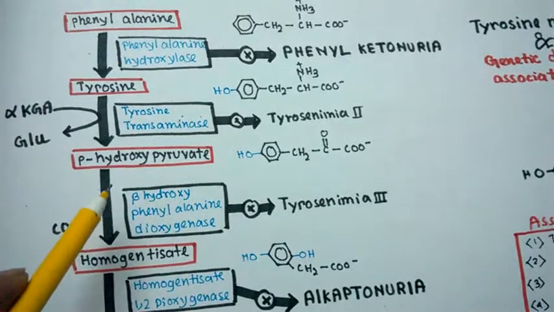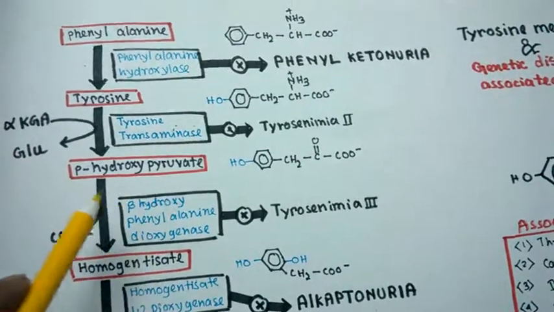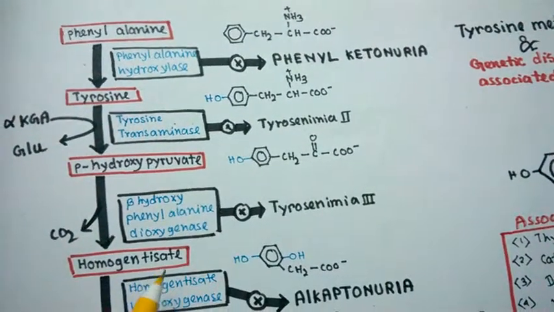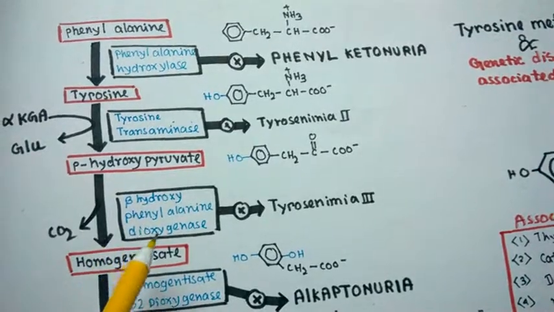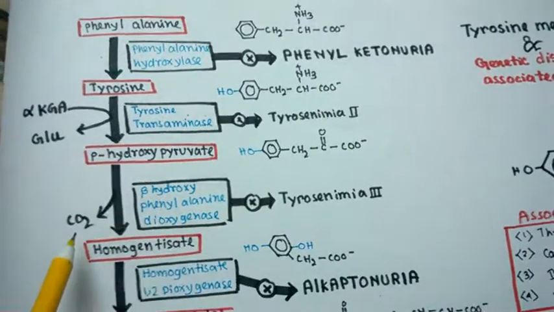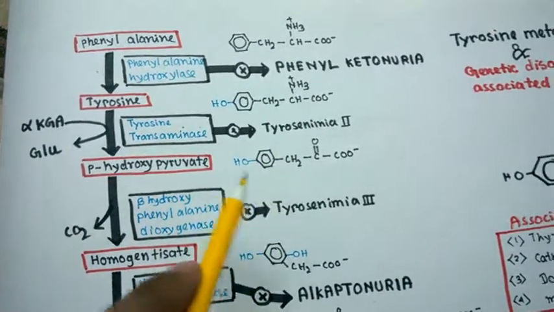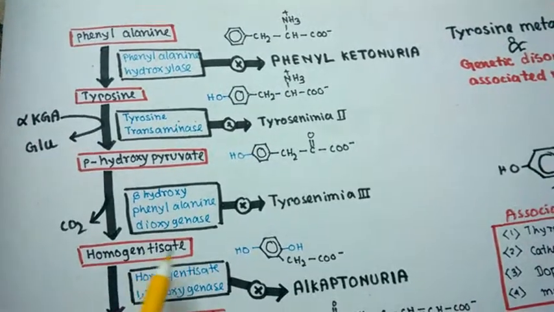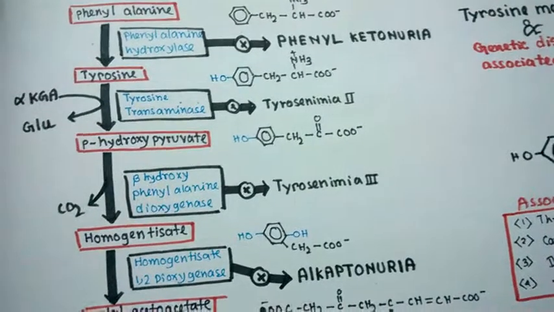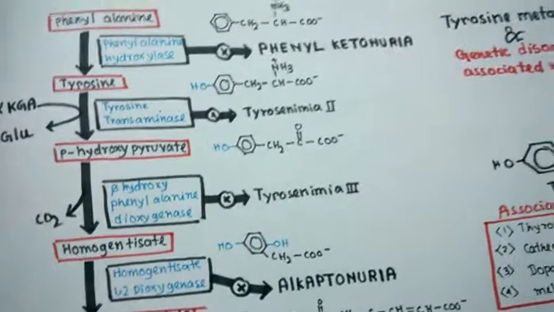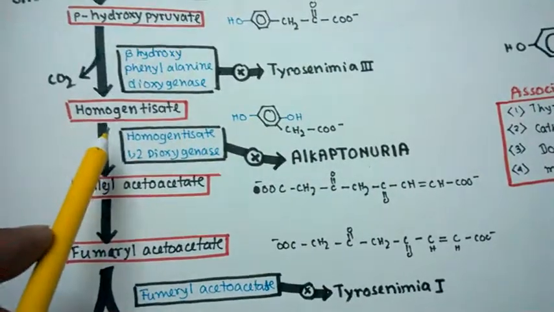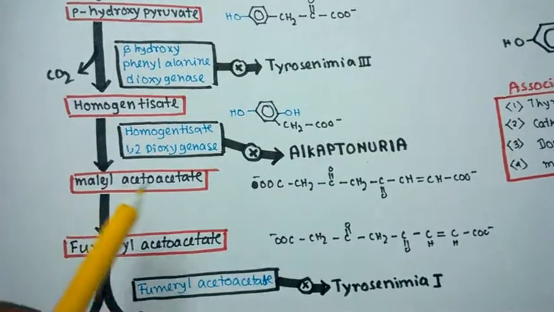And back to the pathway. We have para-hydroxyphenylpyruvate. This is converted to homogentisic acid by para-hydroxyphenylpyruvate dioxygenase. It's a dioxygenase enzyme. It will decarboxylate this pyruvate, and it will form homogentisate. This is the structure of homogentisate, and any problem in this enzyme will ultimately lead to tyrosinemia type 3.